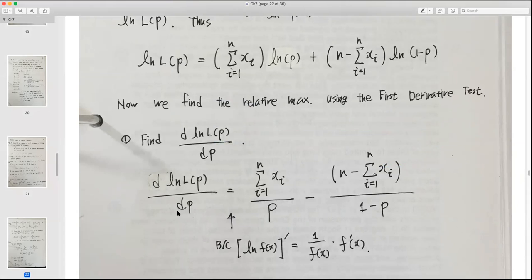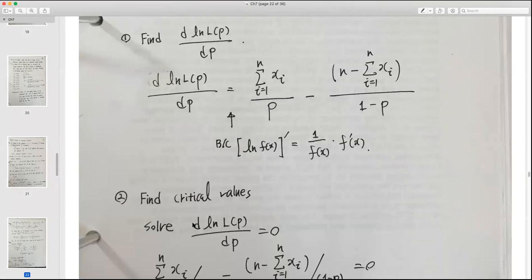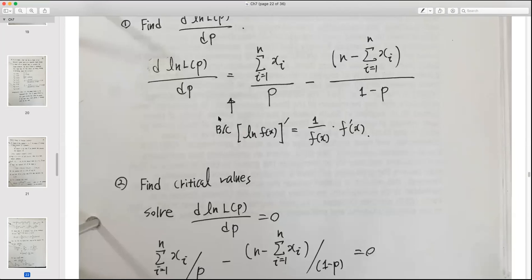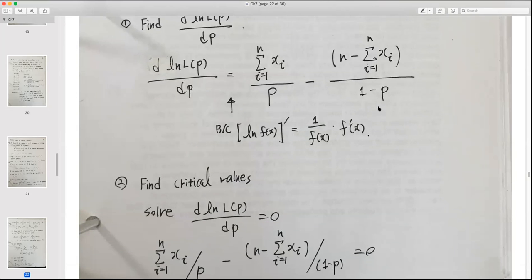So what do we solve? This one is equal to 0. You see the right-hand side, that's the derivative of the natural log of L(p) with respect to p, and then we set this equal to 0 because we want to find p where the derivative of the natural log of L(p) equals 0. That's going to be the critical value, right?